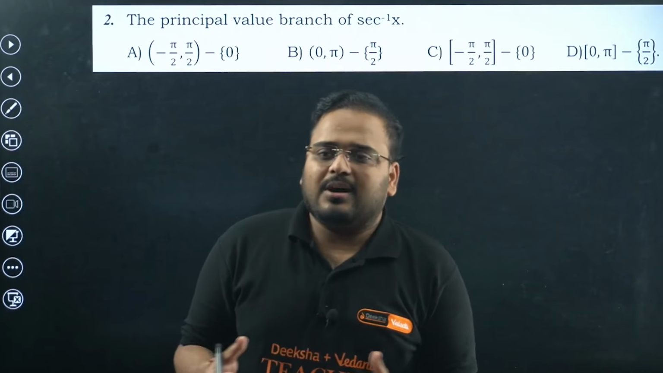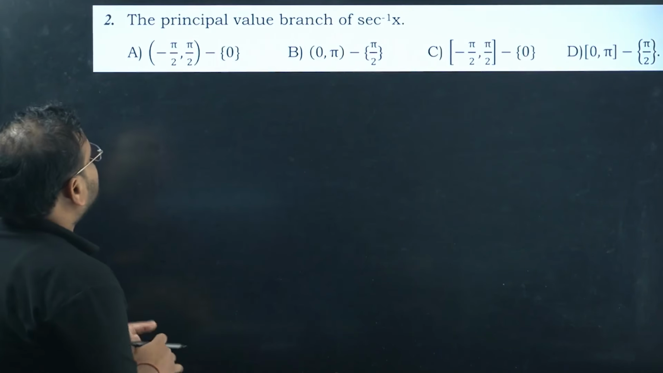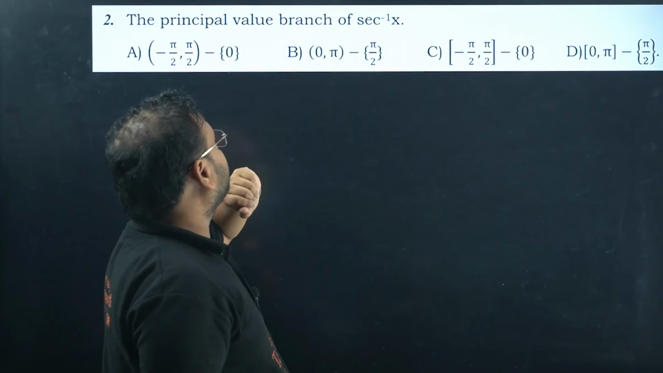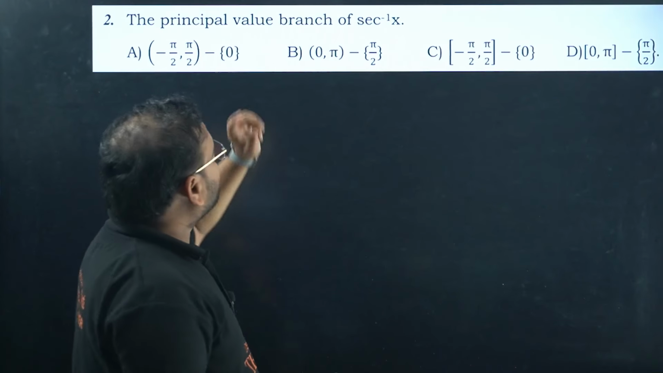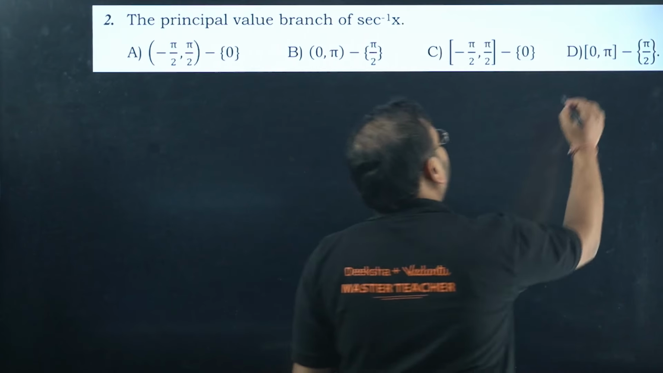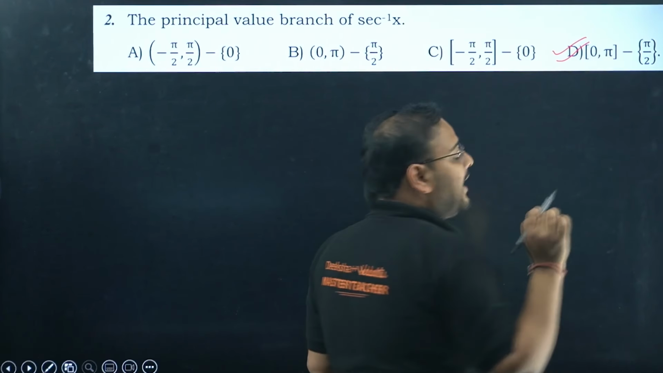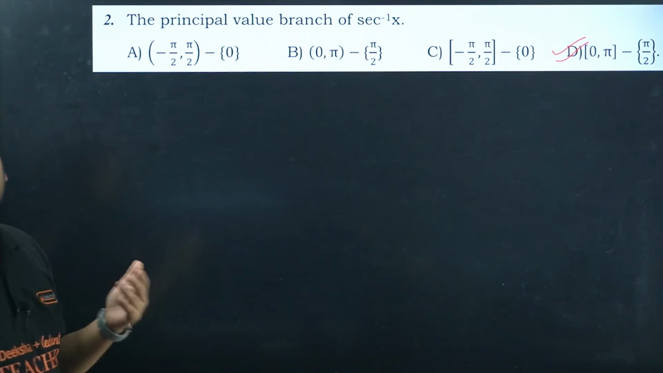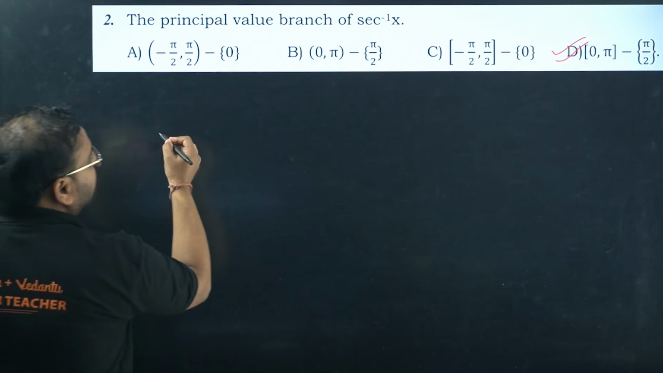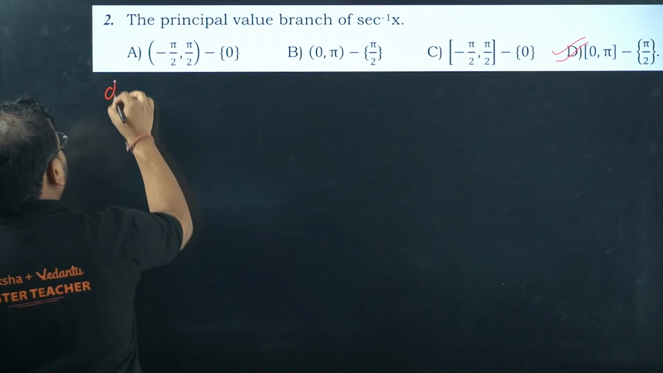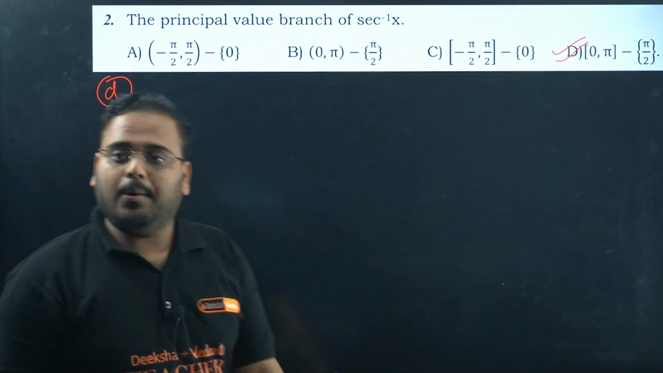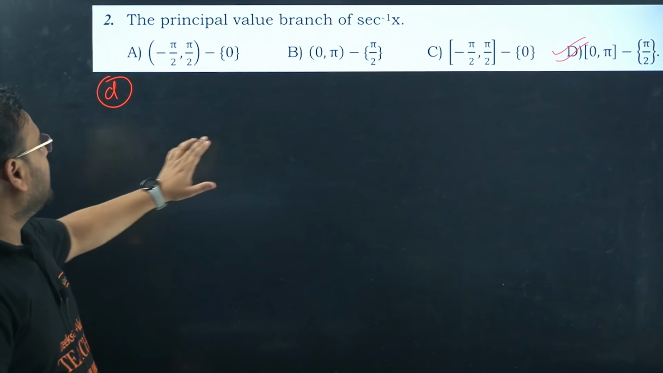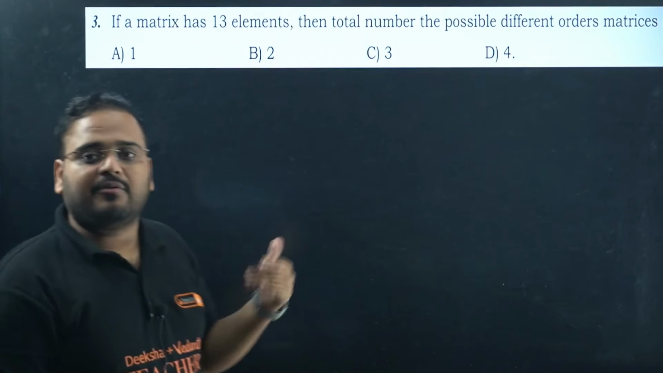This is a direct, memory based problem. The principal value branch of sec inverse of x will be the closed interval 0 to pi, except for pi by 2, where the value of sec is going to be undefined. So the answer will be option D. Clear? This is a direct memory based problem, that's why we got the result.